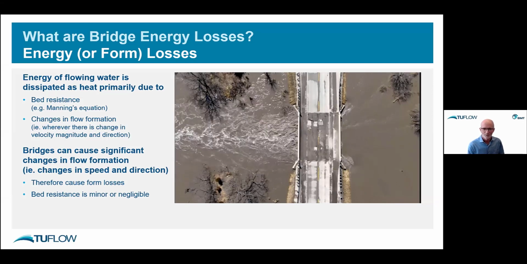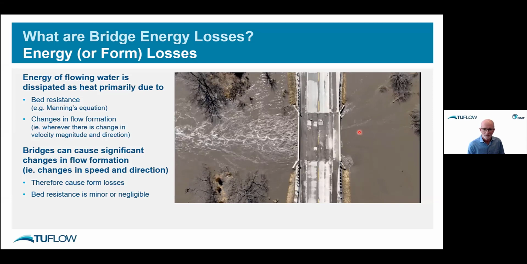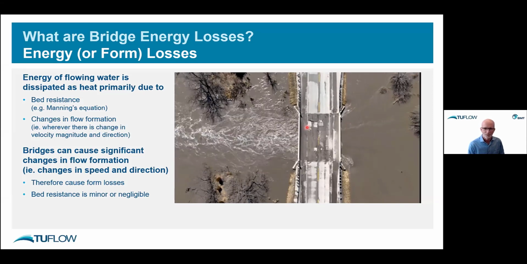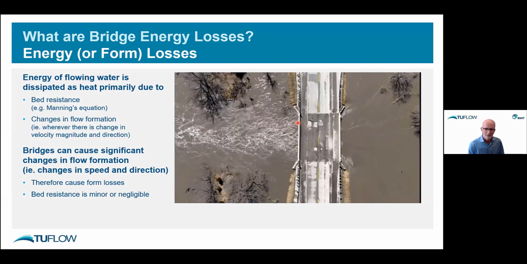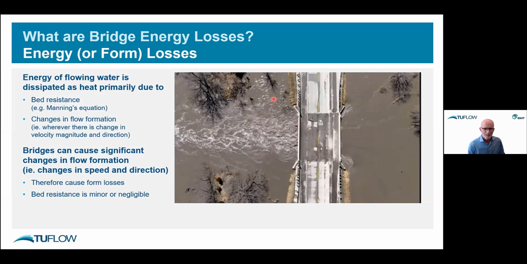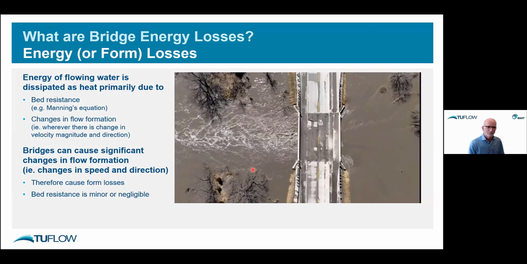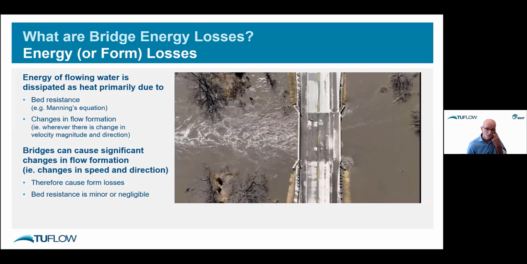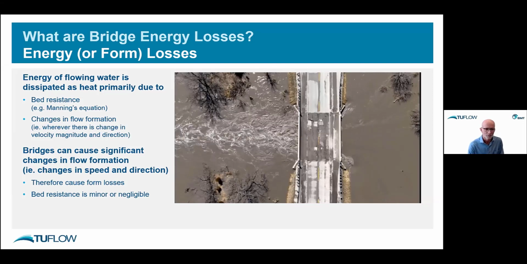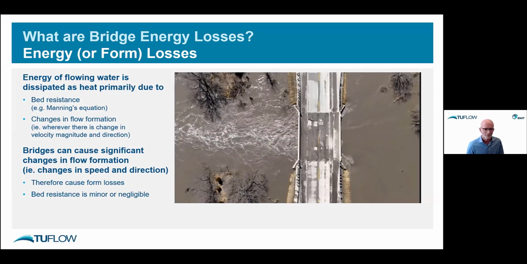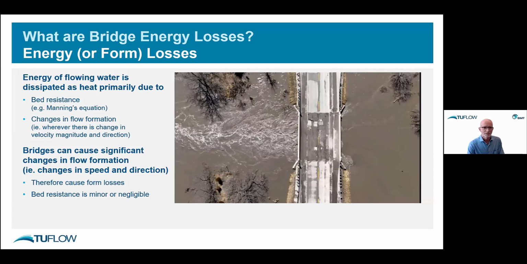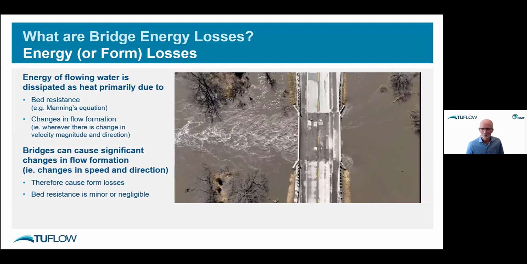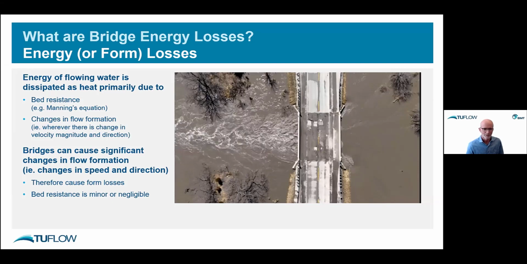So here we have water flowing through a bridge. It's being contracted, and then it's very turbulent as it comes through due to the piers and other things, and then it's expanding. So there's a lot of change in water speed and direction, and that generates what we call form losses, which comes from the term change of flow formation. Typically for a bridge, the contribution from bed resistance is very minor or negligible, so we don't tend to bother with that.